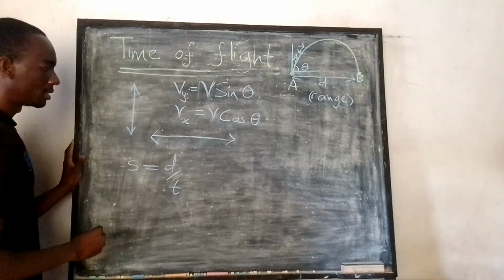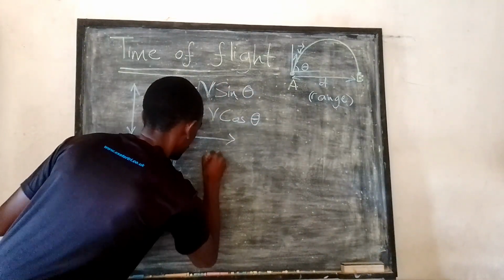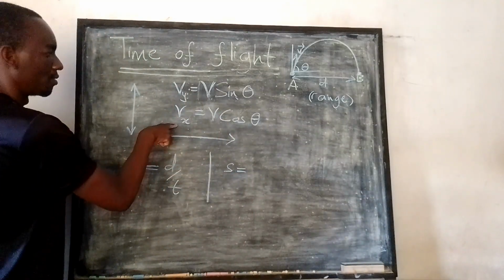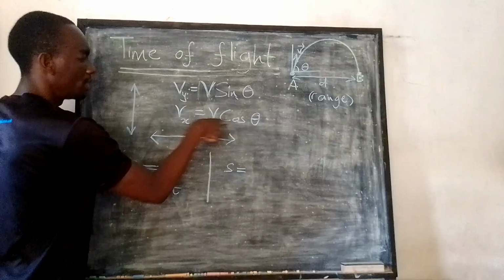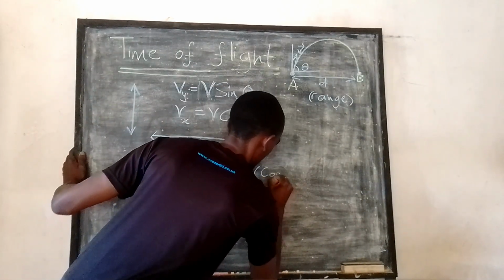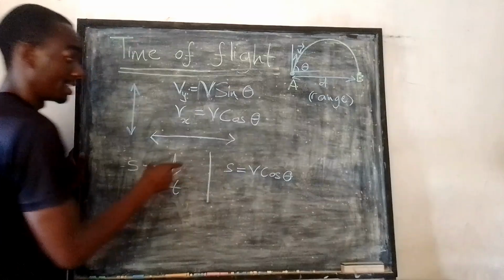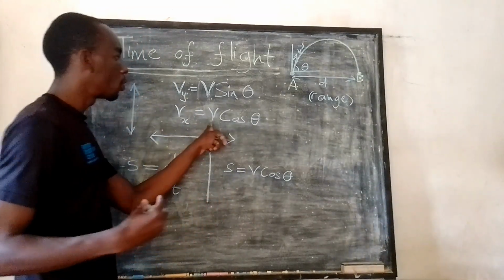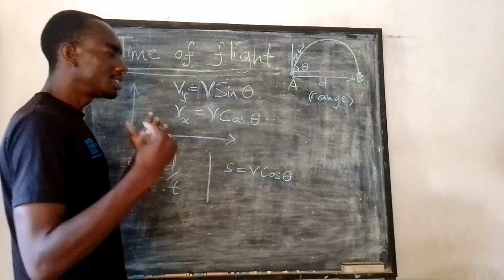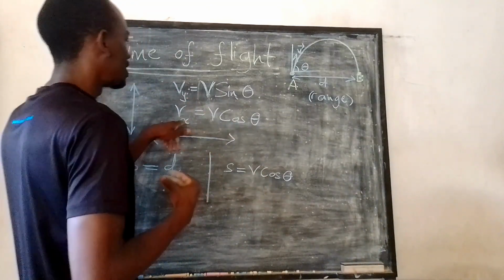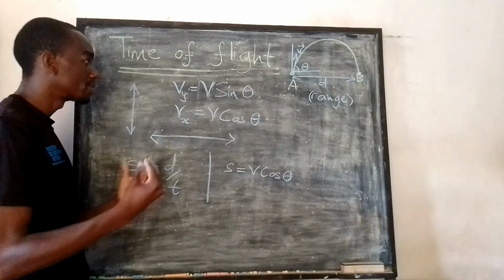Now, what is the speed? The speed is Vx or V cos theta. Let's write V cos theta. In this case, it's V cos theta. Please do not memorize this. Do not say, okay, so Vy is equal to V sine theta and Vx is equal to V cos theta.